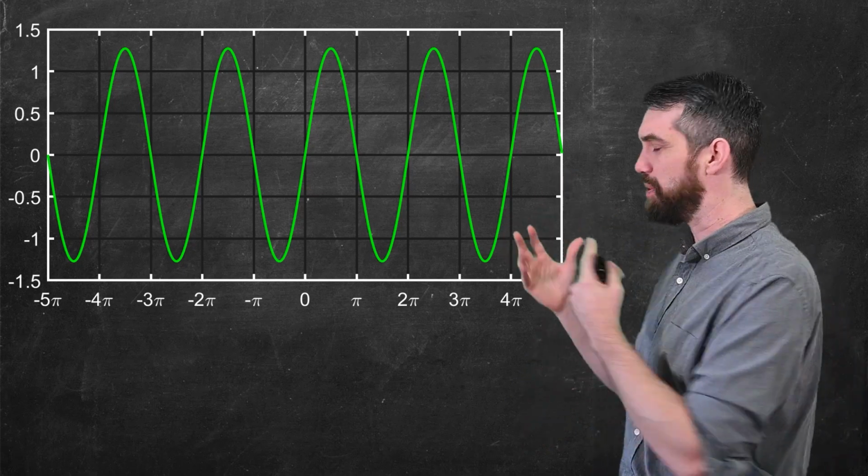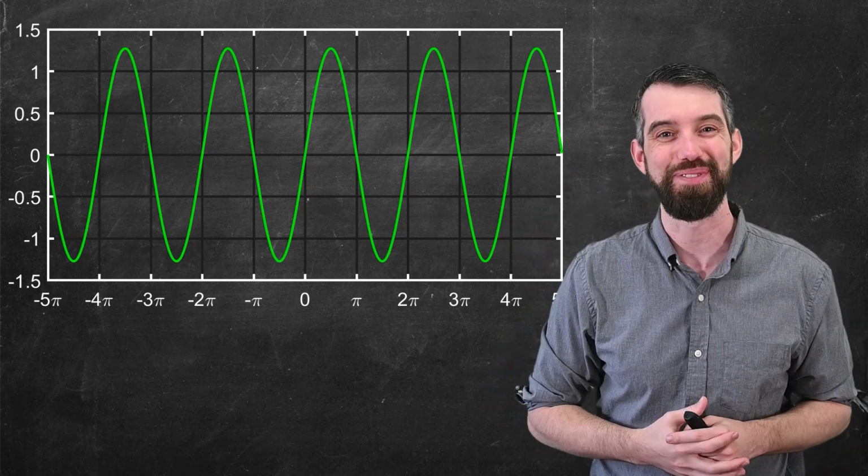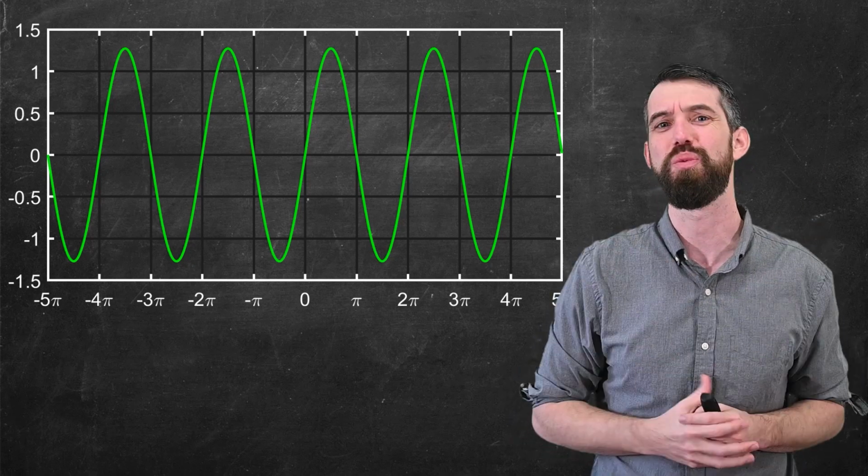So this is an example of a periodic function. Goes up, goes down, goes up and down. Indeed, this is just the function sine of x multiplied by some constant out the front that we're not going to worry about just yet.